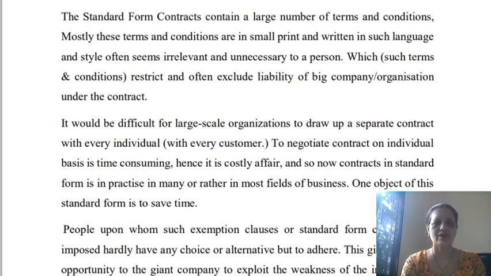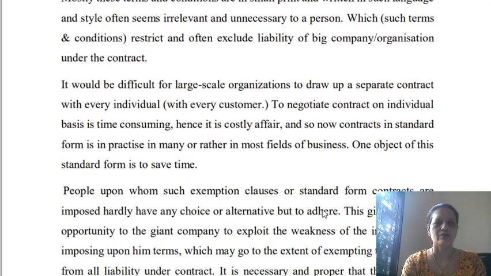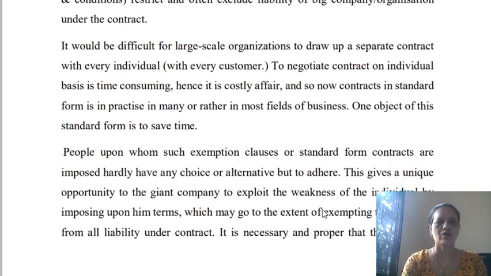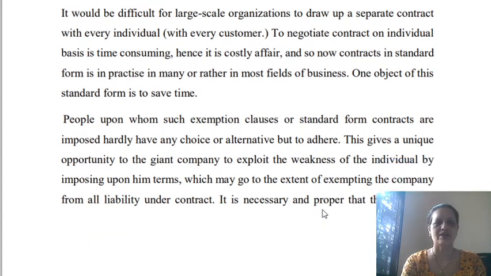It would be difficult for a large scale organization to draw up a separate contract with every individual or with every customer. To negotiate a contract on an individual basis is time consuming and it is a costly affair. And so now contracts in standard form are in practice in many or rather in most fields of business. One of the objects of this standard form is to save time.